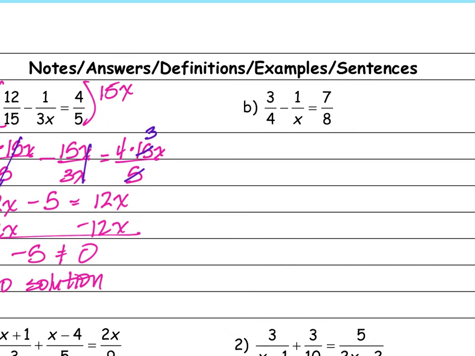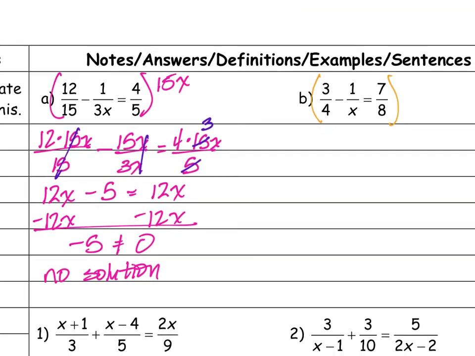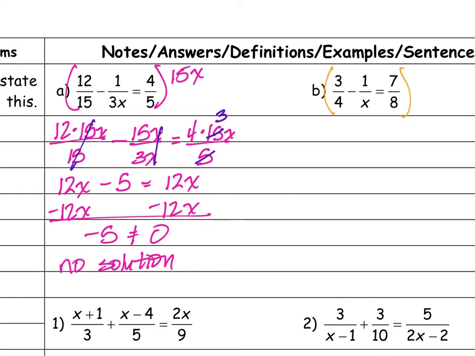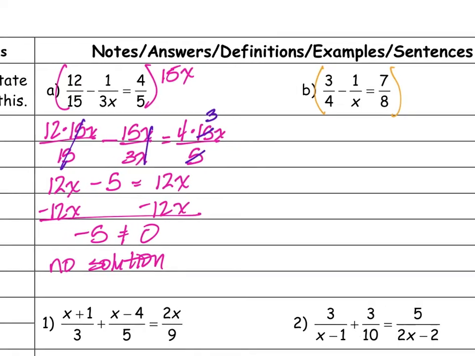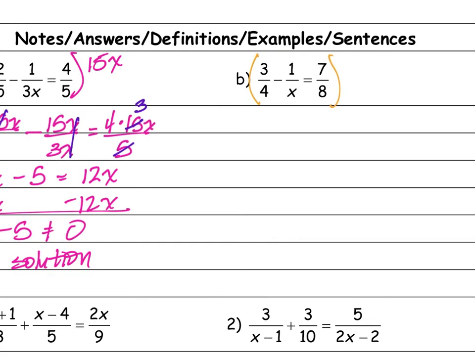Okay, on the second one, my common denominator is... I said it does not equal 0. My little and sign that looks all crazy. Yeah, not equal to. Okay, my common denominator on this one is 8x, so I'm going to distribute. And I've got 3 times 8x divided by 4 minus 8x divided by x equals 7 times 8x divided by 8.